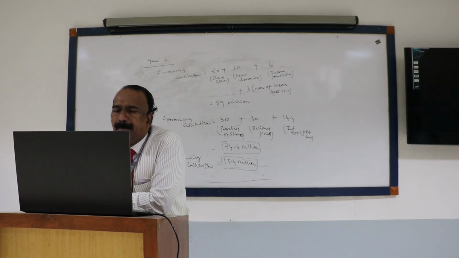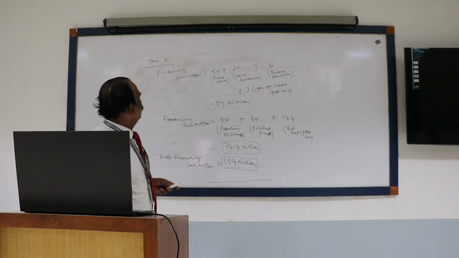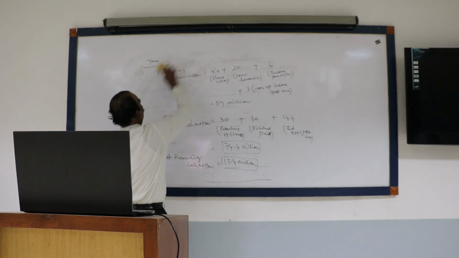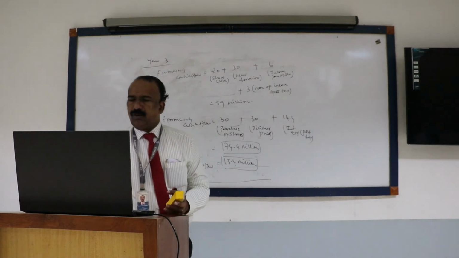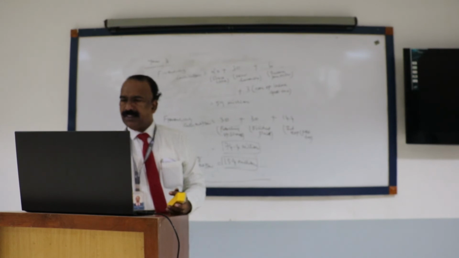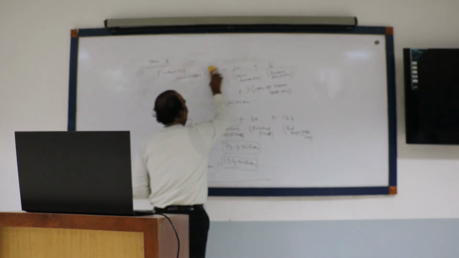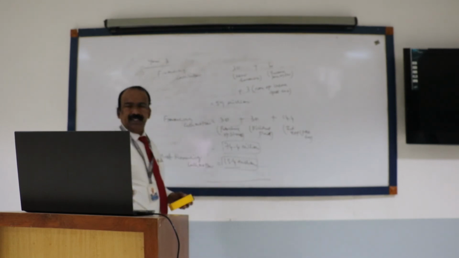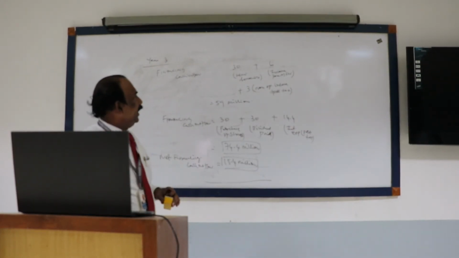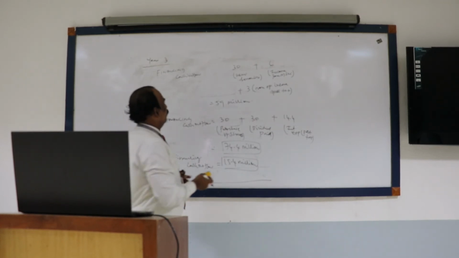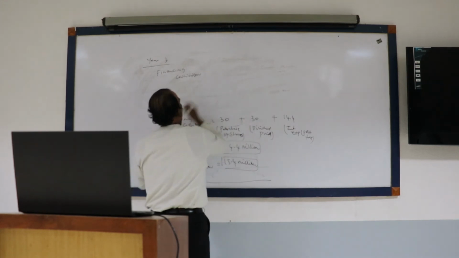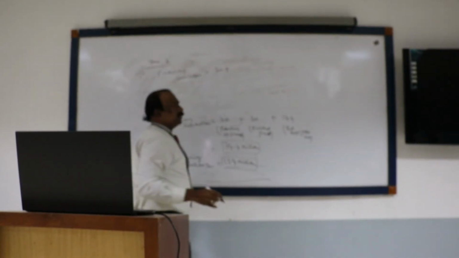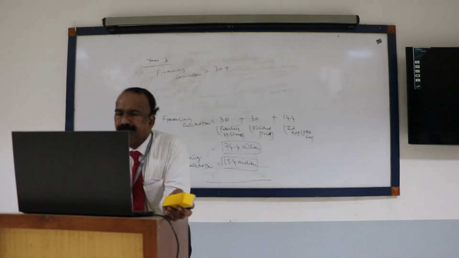In the same way, for the third year you can calculate the financing cash inflow. There is no issue of shares, because 150, no issue of shares. New borrowings are there. How much did we borrow? 30 again. So 30 new borrowings, plus income from marketable securities.